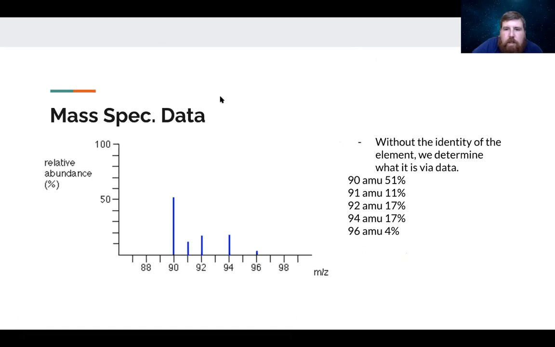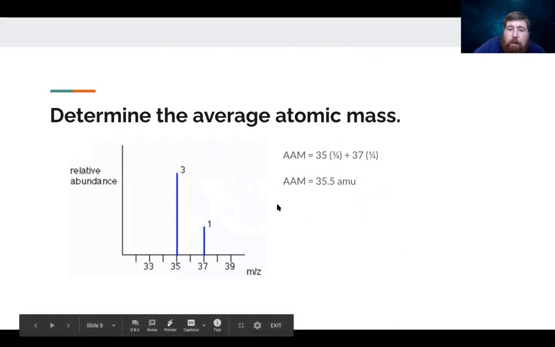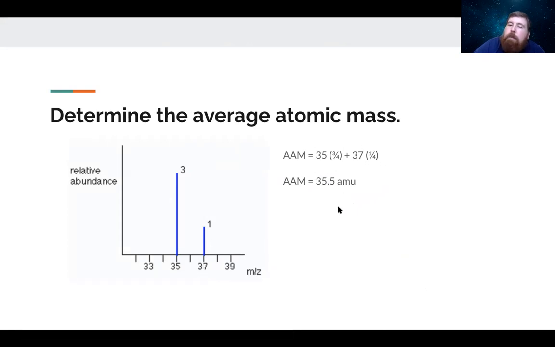All right, so let's go ahead and do a little bit more straightforward one. Determine the average atomic mass. This was a 3-to-1 ratio. So one way we can do this is to determine the ratio here, which in this case is about 3/4 for 35, and 1/4 for 37. We do that math and we find out it has an average atomic mass of 35.5, which would identify as chlorine.